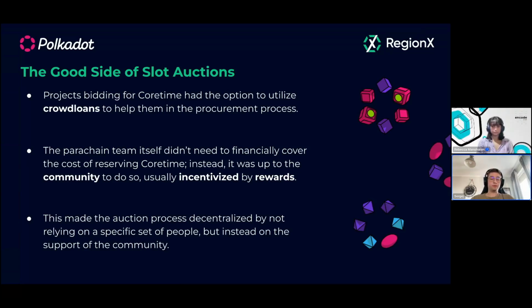And the way they were doing this is by incentivizing their community, their users, to put DOT tokens onto their bid, and for this receive rewards in case they actually manage to win the slot. This made the auction process decentralized because anyone can contribute their DOT tokens to it, and this way the community behind the projects can be involved in this process.